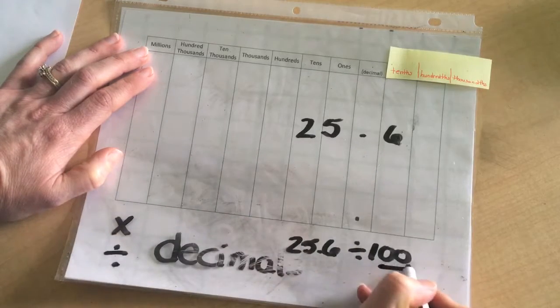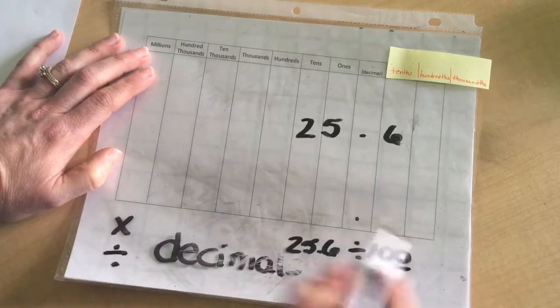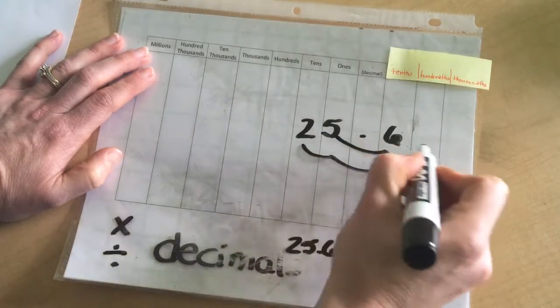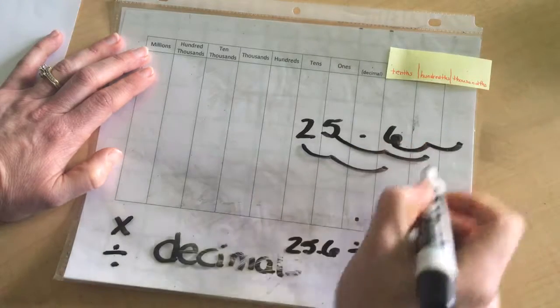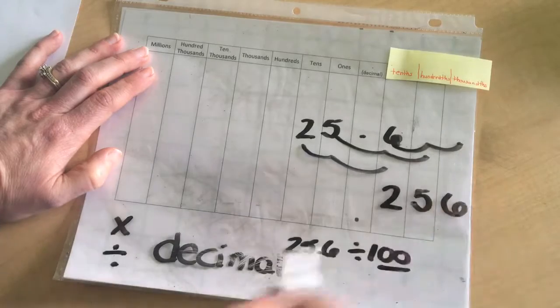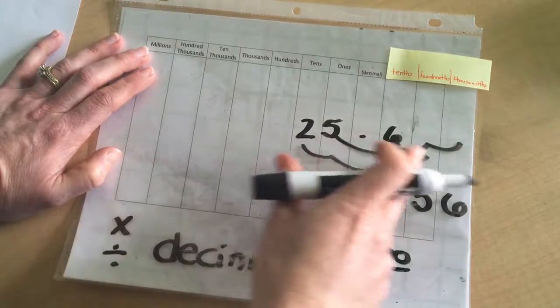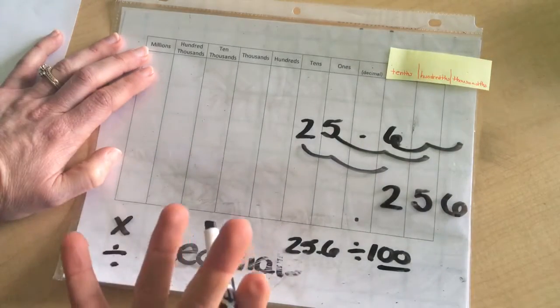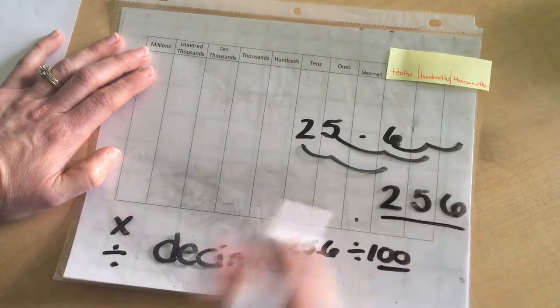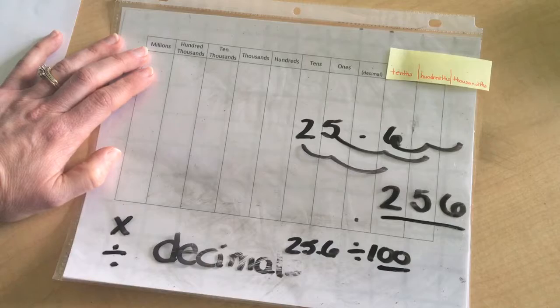So since I divided by 100, I shift over twice to the right. 1, 2. So my 2 goes here, my 5 goes here, my 6 goes here. Look, I now no longer have any holes. I only have decimal 256, and that would be read 256 thousandths.